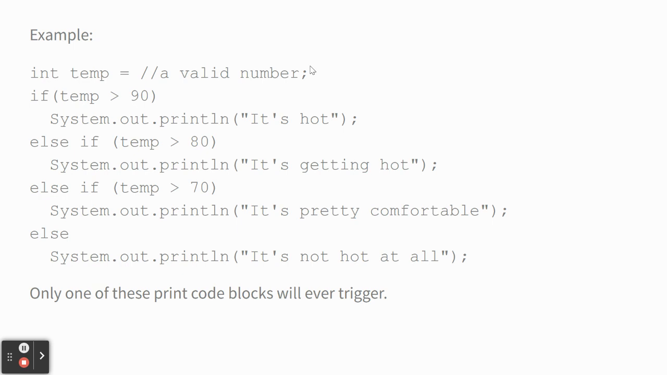So let's say temp was 100, it would hit the first one and it wouldn't even look at the other ones. And even if temp was 81, it'll not do the first one, but it will trigger the second one and it won't go any further. And again, if temp was 75, you'd get the third one. And if it was 80, you would get the third one, not the second one, because notice it's greater than 80. Good point.